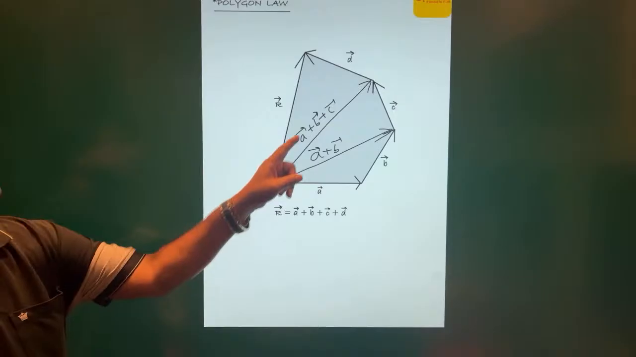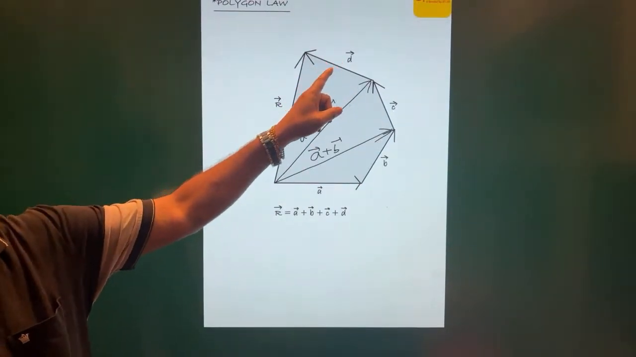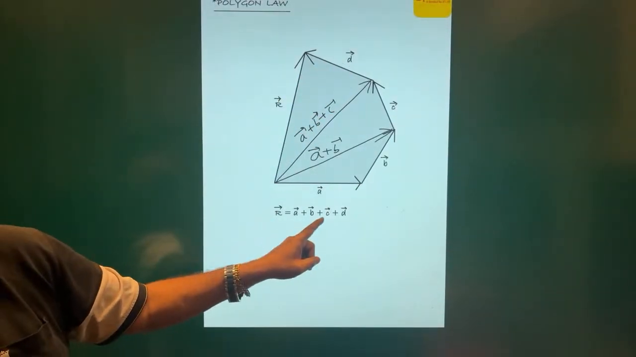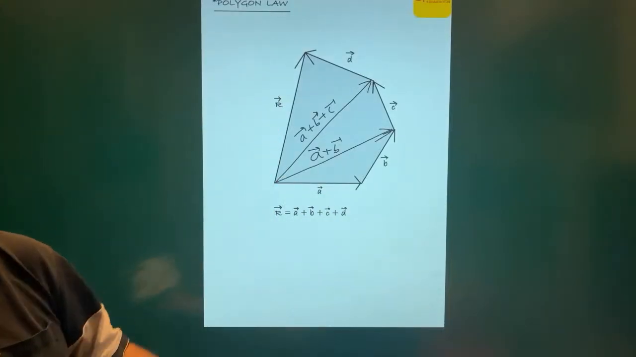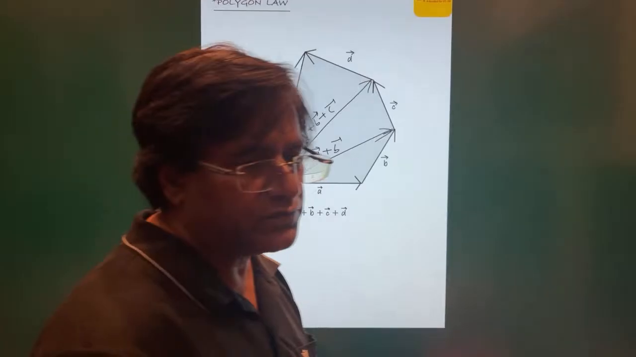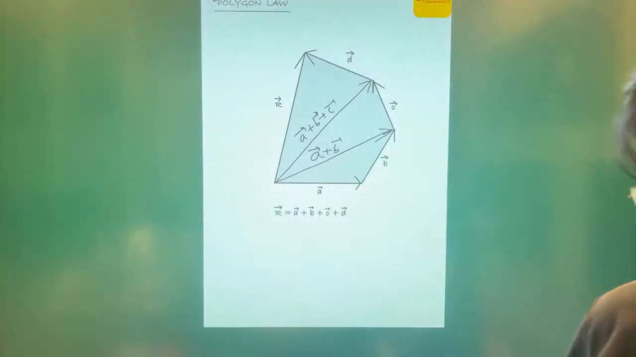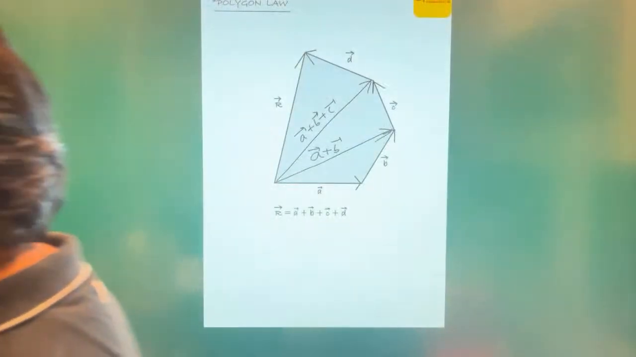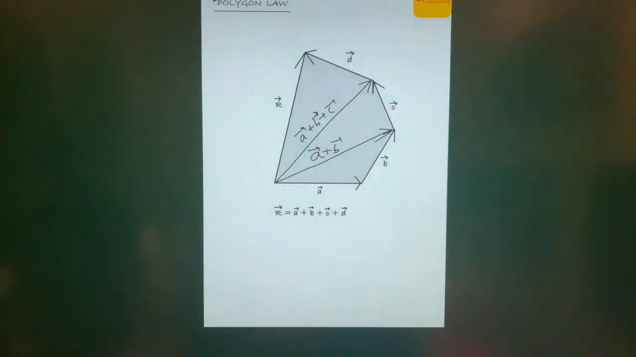Then we are adding this D vector. So this R will be A plus B plus C plus D. So that is called addition vector. Clear? So polygon law is nothing but extension of this triangle law, right? It is the vector sum of all its component vectors, right?